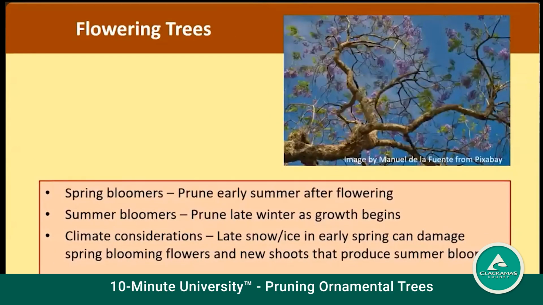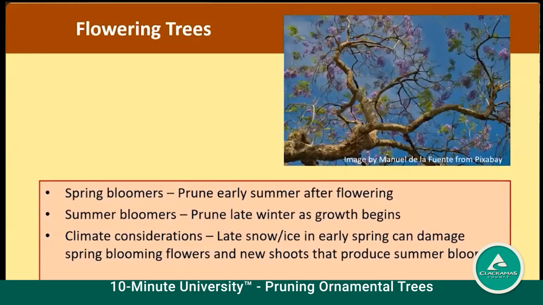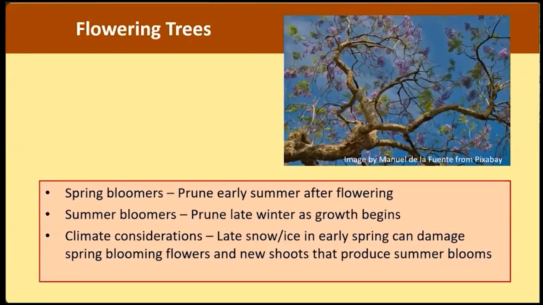And it's obvious that flowering trees, if they bloom in the spring, should be pruned after flowering in the early summer. And if there are summer bloomers, they should be pruned in late winter, just as growth is beginning. And I think the same climate considerations may apply here. If you have something that you really do not want a cold snap to damage the new flower buds or the new shoots, then you might want to prune slightly later.